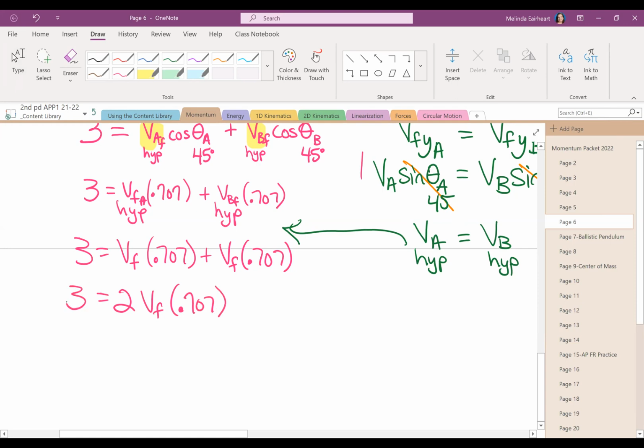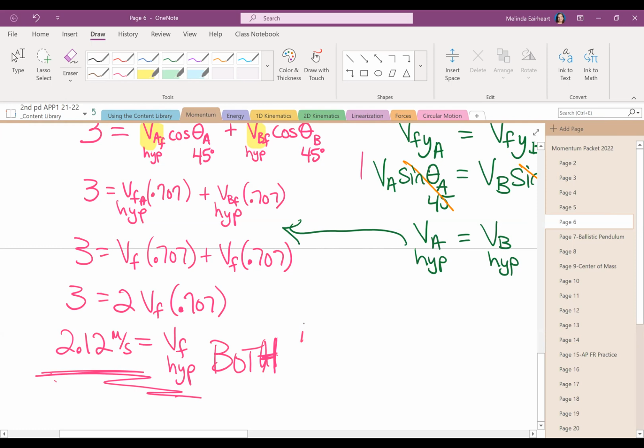And now you can breathe again, right? Now you can do the math simply. So calculate it out, divide both sides by 2, divide both sides by 0.707. What do we get for that final velocity? It doesn't matter really. And again, this is the hypotenuse. What do I hear? That's good. 2.12 meters per second would be for both.